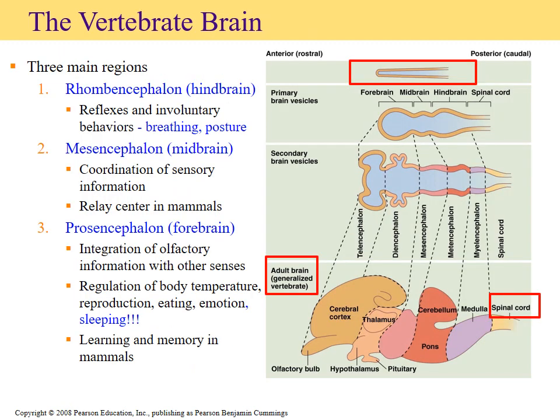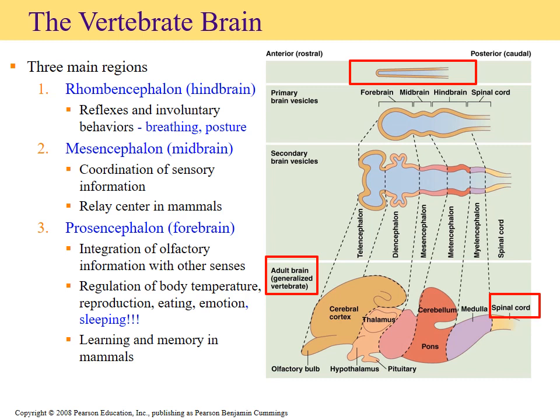Here is the development of the vertebrate brain. So let's start our story with the top part, where we take a look at our neural tube. This is derived from ectoderm cells, one of your primary germ layers. As it develops, the anterior part of the neural tube will focus on becoming the brain, whereas the posterior part will focus on becoming the spinal cord.